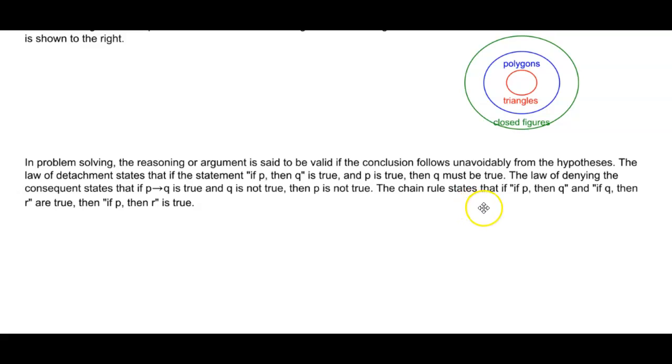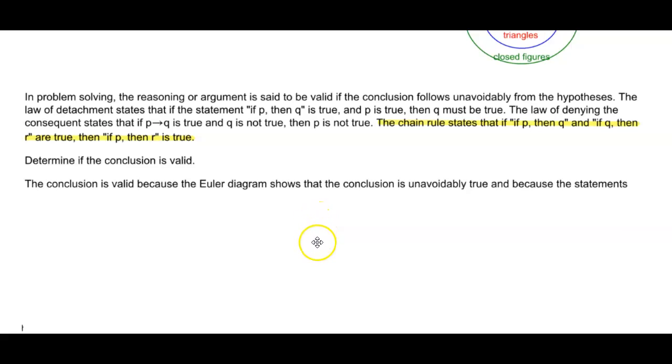Now the chain rule states that if P then Q, and if Q then R are true, then if P then R is true. So therefore we would say that this is the chain rule. Now we want to determine if the conclusion is valid. Well, the conclusion is valid because the Euler diagram shows that the conclusion is unavoidably true, and because the statements represent a series of if-then statements to which the chain rule can be applied.